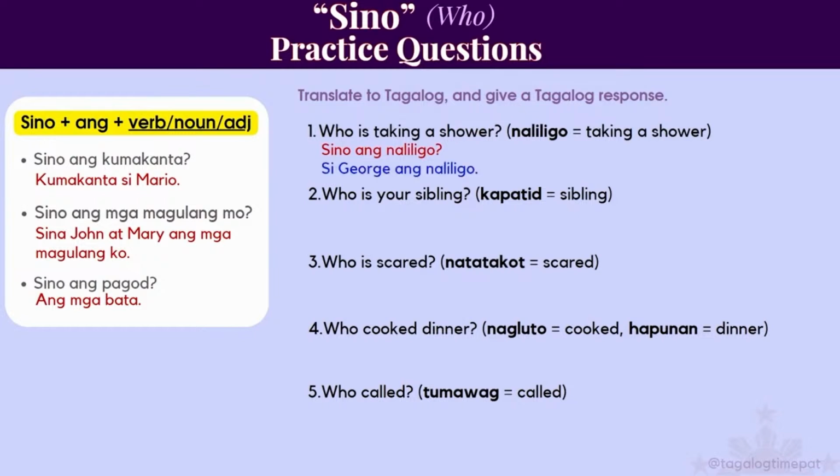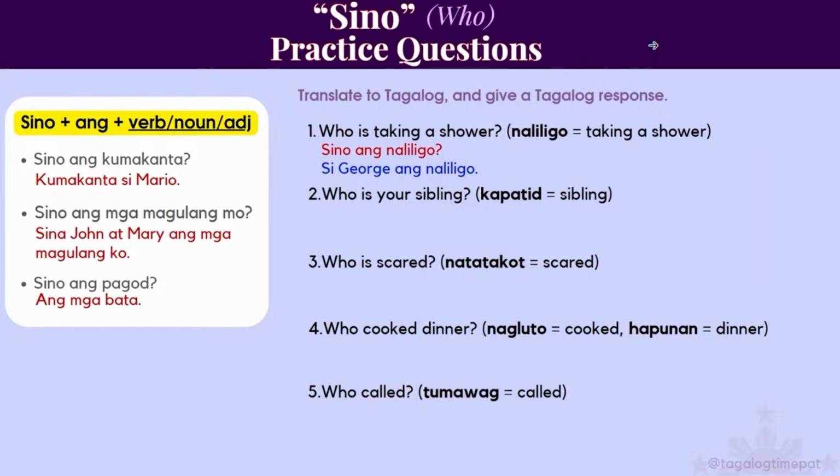The response, si George ang naliligo. Or the simplest answer, si George. But you have to add si because that is the indicator of a person. You have to add that in your response. So go ahead and take a minute, pause the video now. You finish the examples and then we'll go back and do them together.